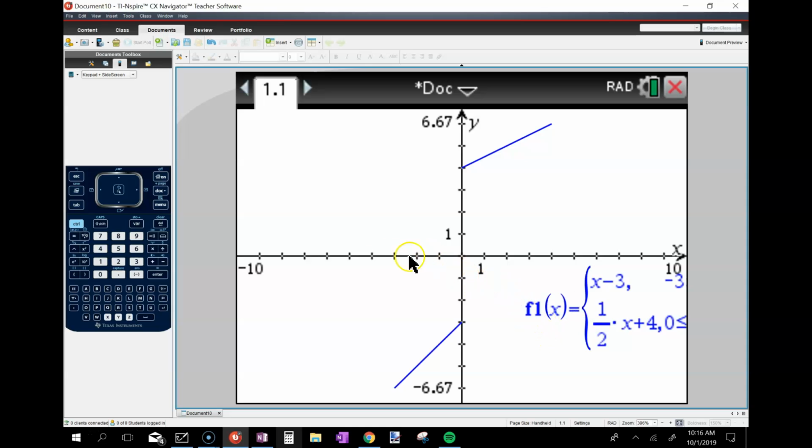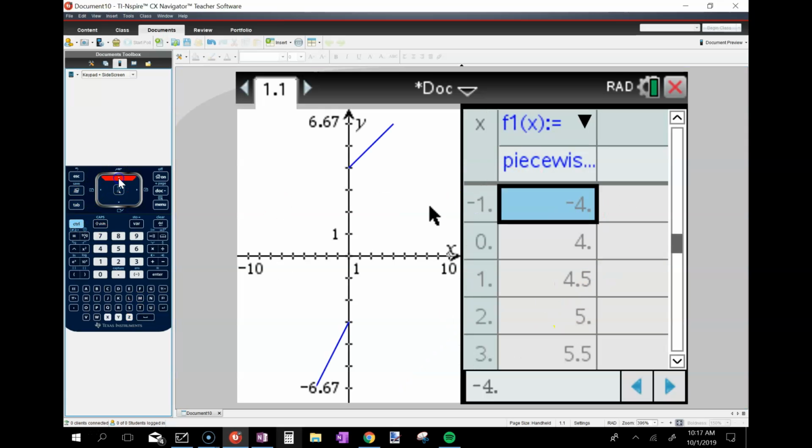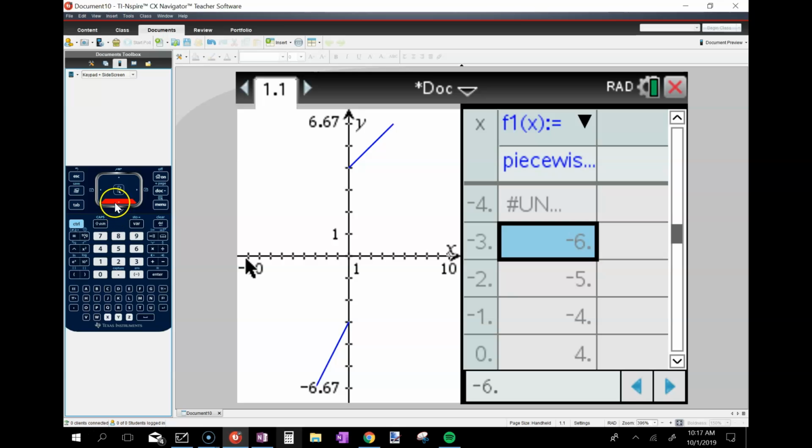So what I would suggest you do is this. I would always suggest, guys, that you always go to a table that corresponds to what you're doing and look at the values. At -3, I got the right value, correct? I got a value that's what? -6. It's included, right? So what should there be? A closed circle, right?